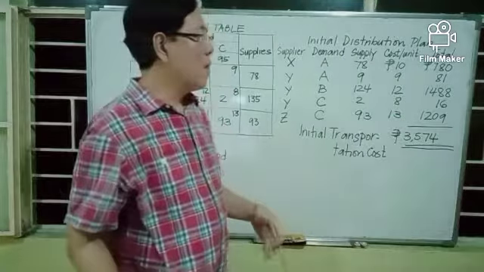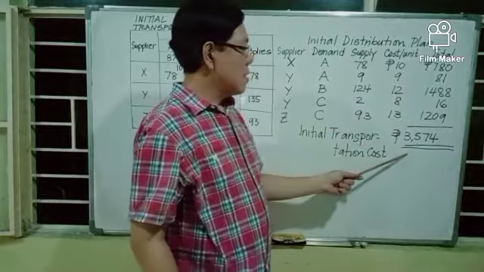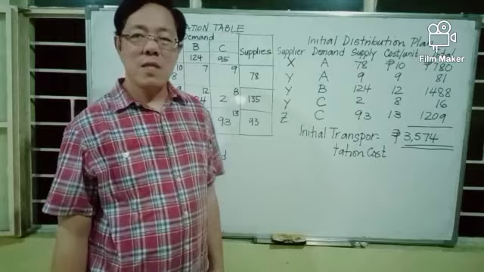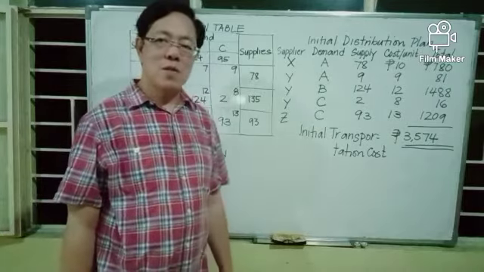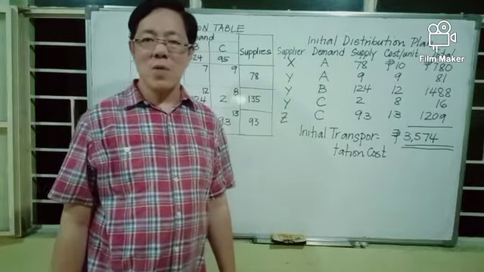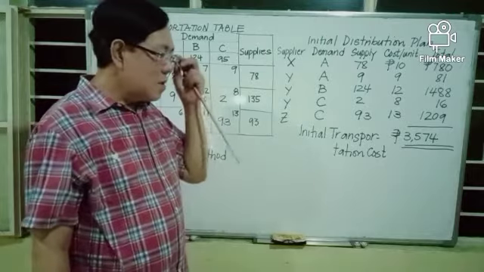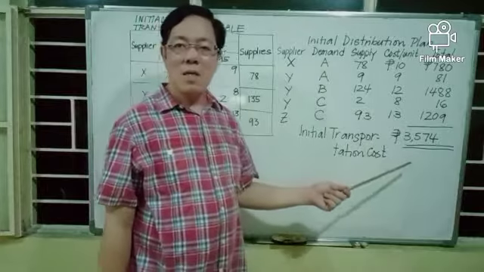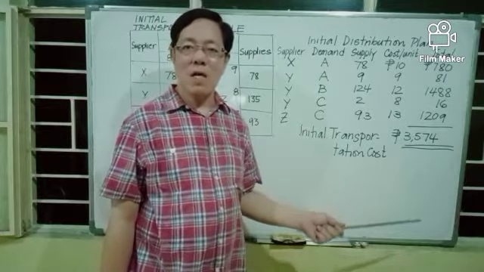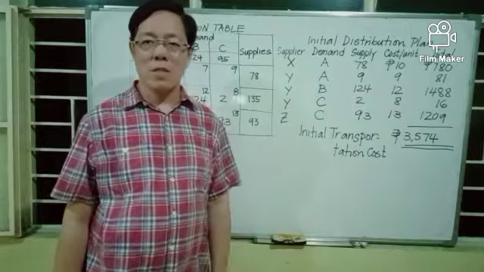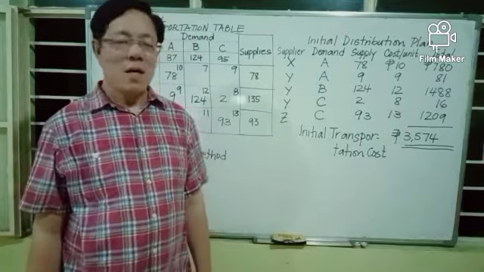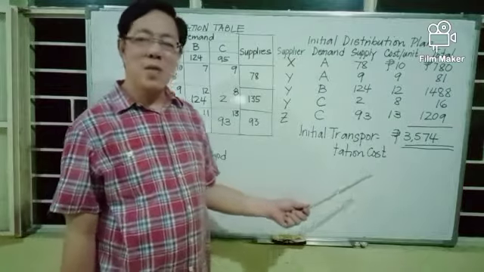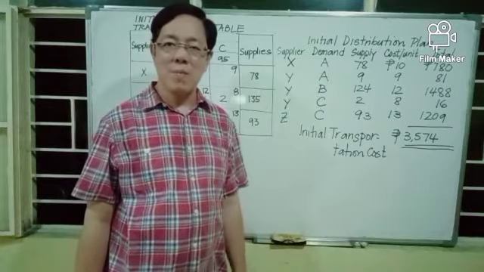The total of these entries is 3,574, and that's only the initial transportation cost. In the succeeding transportation tables, you will notice that this will get smaller and smaller until we get the lowest transportation cost. And this is the transportation cost that we will try to minimize.